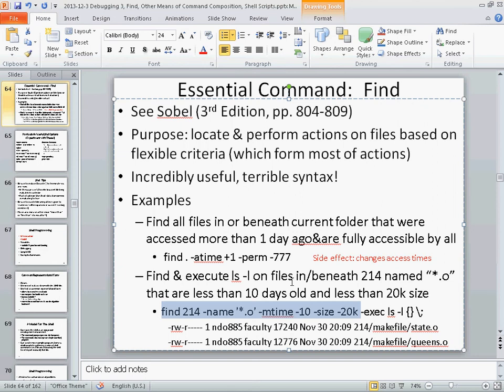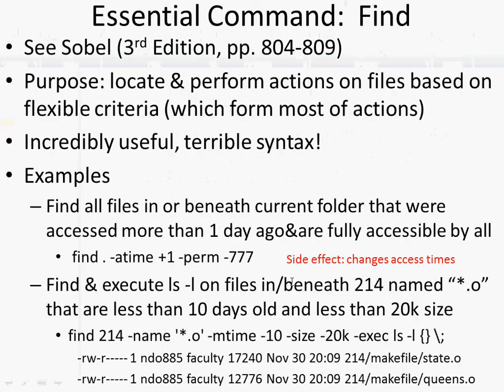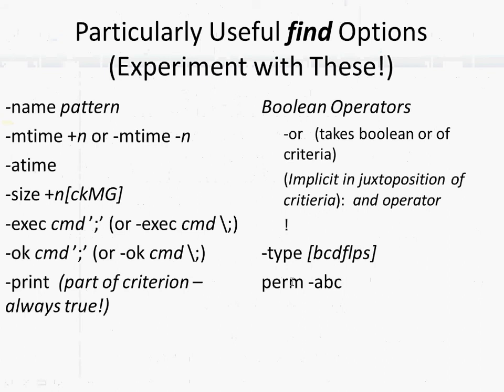So here are some particularly useful find options. Minus name, pattern we've seen, minus mtime, minus atime, size. And you can specify the size. This means one of, and this regular expressions index is just my indication of what characters can follow. C stands for characters, K for kilobytes, capital M for megabytes, capital G for gigabytes.